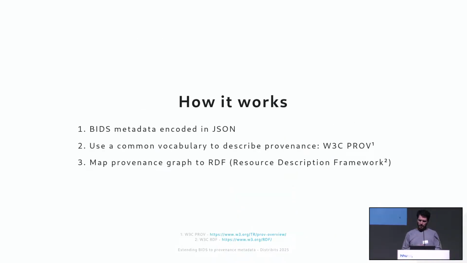So how does it work? We don't want to reinvent everything, so we use already existing tools. We should find a place to store metadata in BIDS, but luckily there's already a place, and it's encoded in JSON. Then we should use a common vocabulary so that everyone understands what we are describing. For that, we use W3C PROV, which does exactly that. And the nice thing about PROV is that it can be easily mapped into an RDF graph that we can query, export, and exchange.